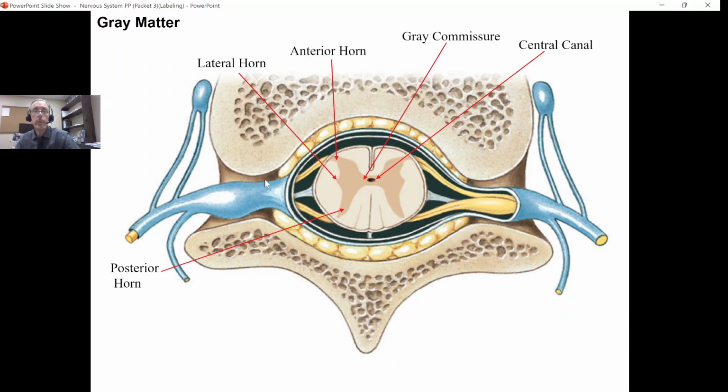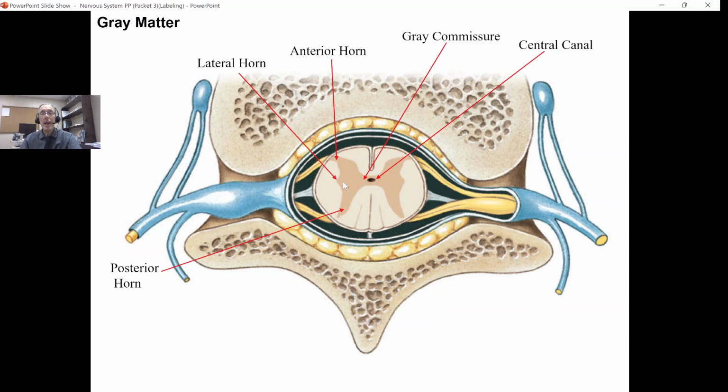There's one other motor neuron. Right here in the lateral horn, the cell body would be here. This axon would go out also through the front door here, but then go into this structure here and then head to an organ.